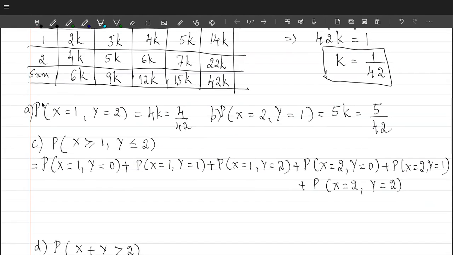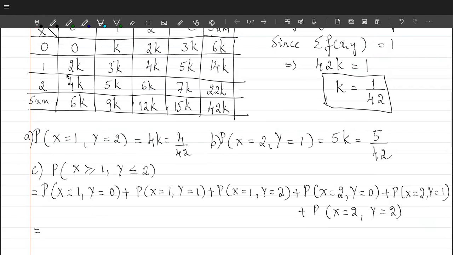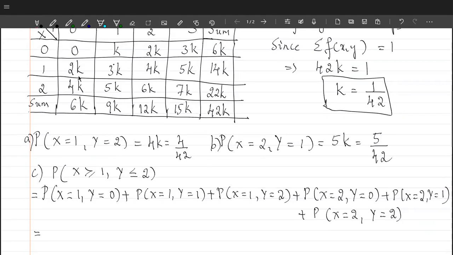Now, put all these probability values here and calculate the result. X equal to 1 and y equal to 0 is 2k. Next one is 3k. Then comes 4k. Then after that, next case 5k I can't consider. Then here I have 4k. Then I have 5k. And then I have 6k.